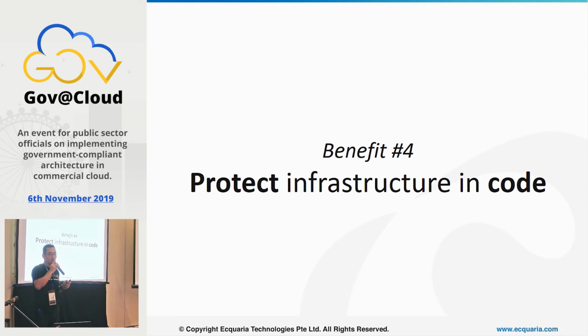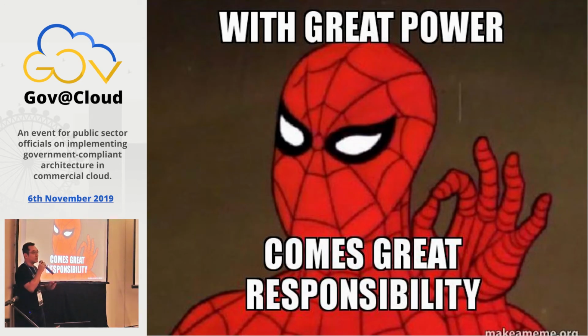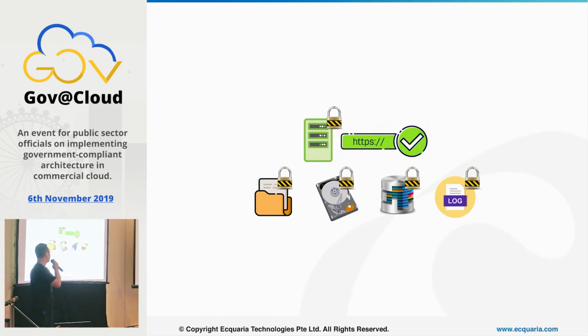So number 4, protecting infrastructure in code. Like what Spider-Man always says, great power comes with great responsibility. So you must always protect your property. You may ask me, isn't this already protecting your property? This is somewhat true, as these are actually securing your resources. But you still need to protect it.